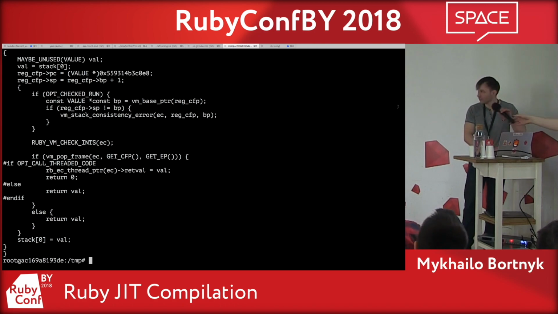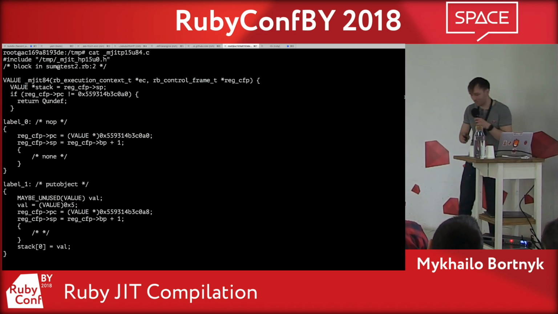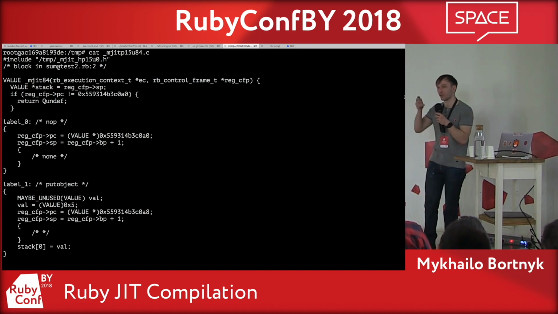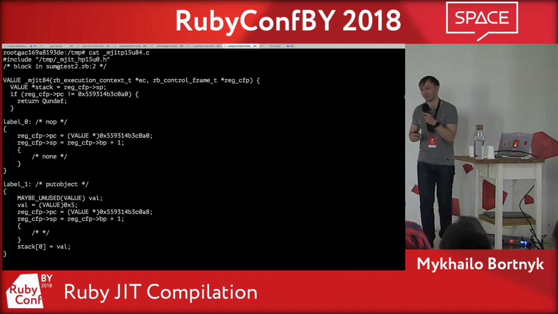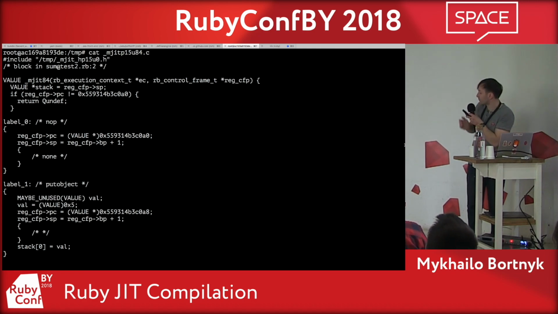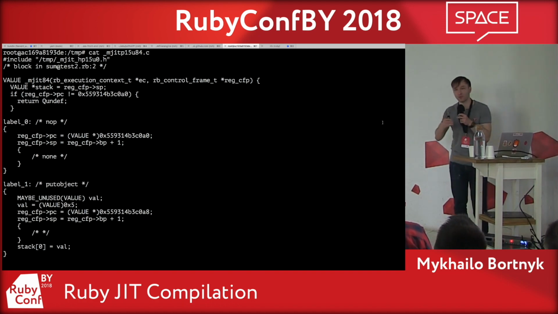So, what MJIT actually does is it takes the meaningful flow of Ruby virtual machine instructions and just turns every instruction into C code as a label. And the most interesting thing is that we have a very strict check here. We check the call stack, and if we are not called from the expected place, we will just leave and fail silently.